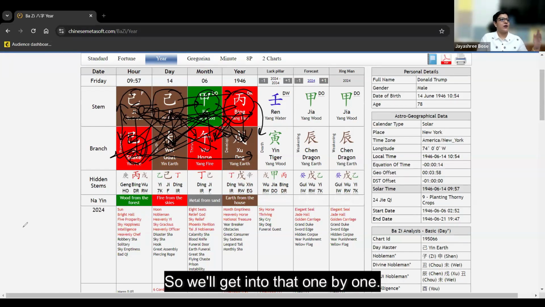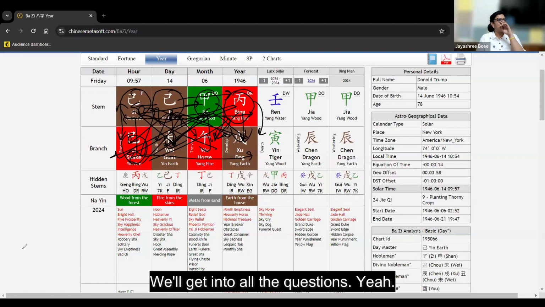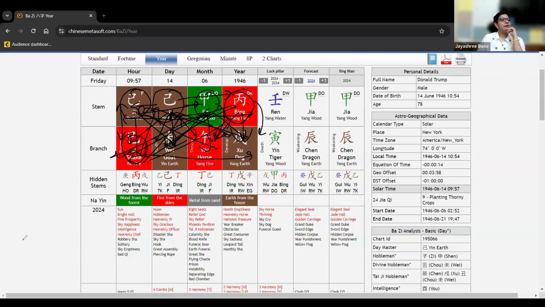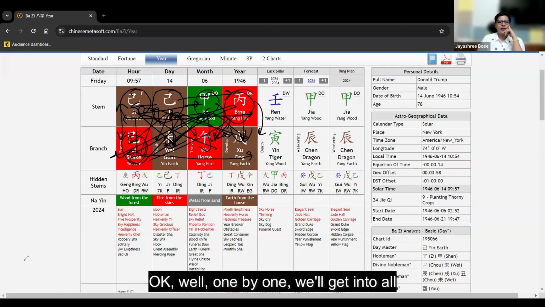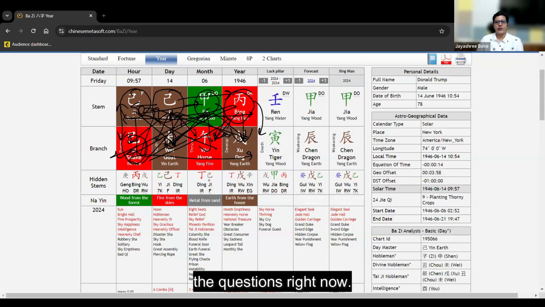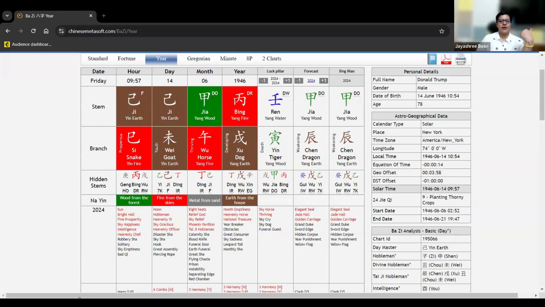We'll get into that one by one. We'll get into all the questions. Right now, just hold your thoughts. Absorb first. First learn, then questions.